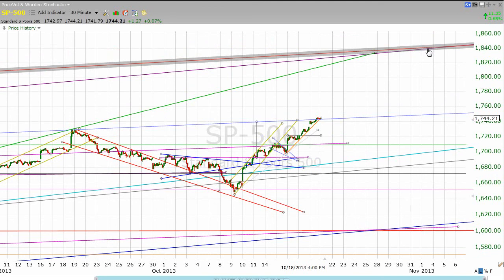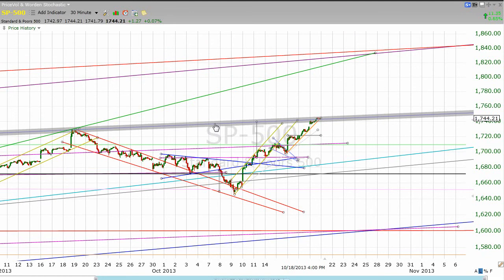Now, I just want to say one more thing. If we get up there, then I would start to look for signs of weakness. But right now, if we break over this line, a good spot to say we're definitely over it in a technically significant way would be if we get up to 1760.